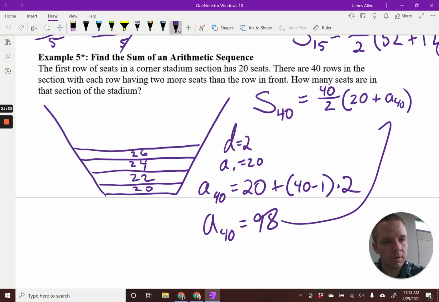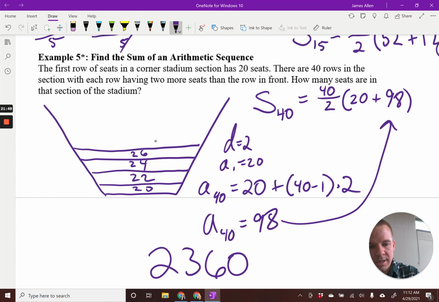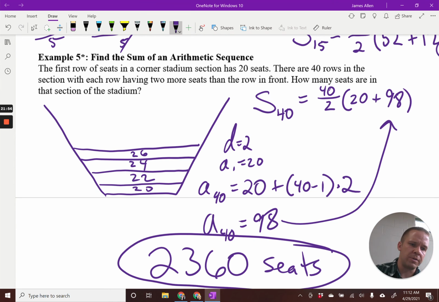So, pop that guy over here. And we're going to plug that all into our trusty TI-84 calculator. I've got 40 over 2, or 20 times 20 plus 98 in parentheses. 2,360 seats in that section. So if I'm the dude that's ordering that stuff, yo, Super Seats Unlimited, I need 2,360 seats for the corner of this stadium that I'm building. Okay? And we're done, right?